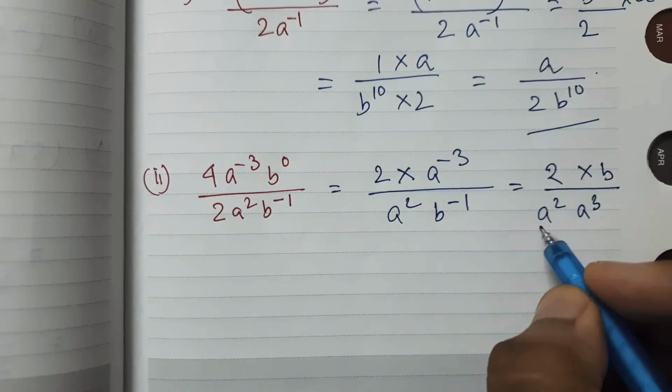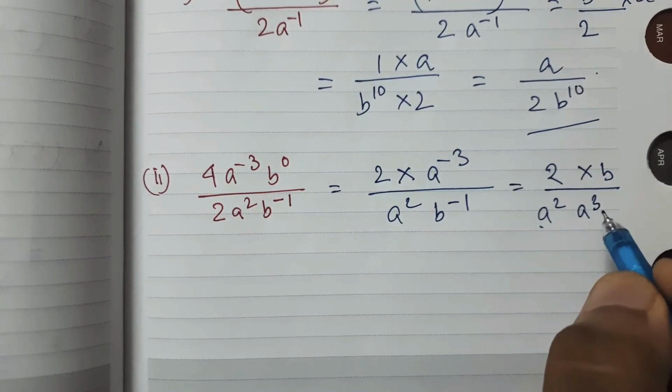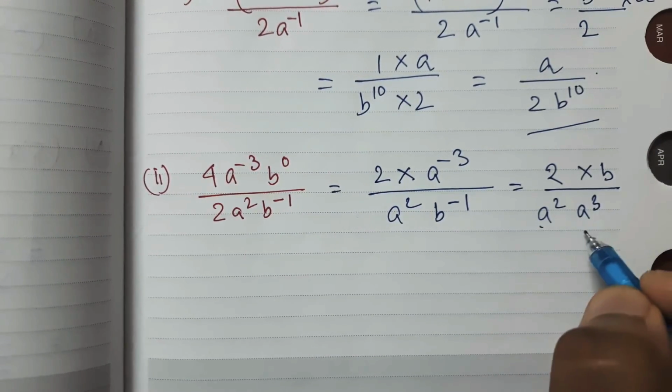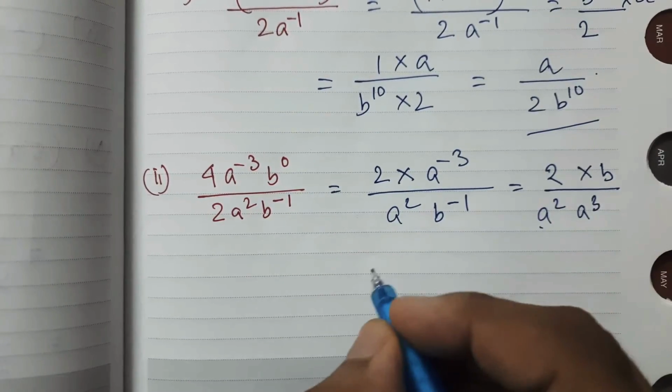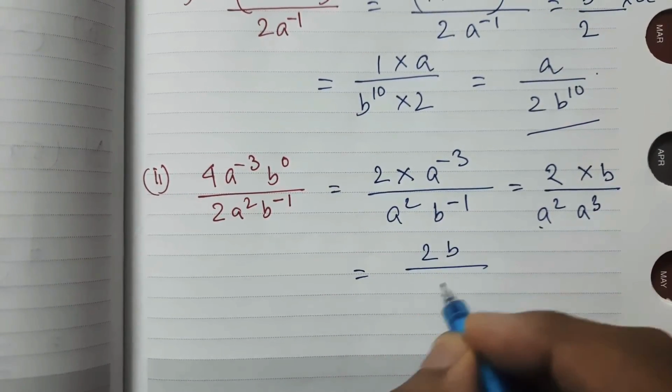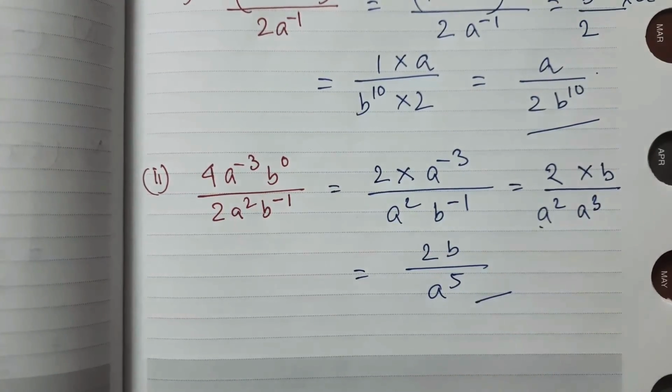Fine. Now for this term, you can apply the formula number 1, a to the power m into a to the power n. So a to the power 2 plus 3 is a to the power 5. So 2b a to the power 5. That will be the answer.